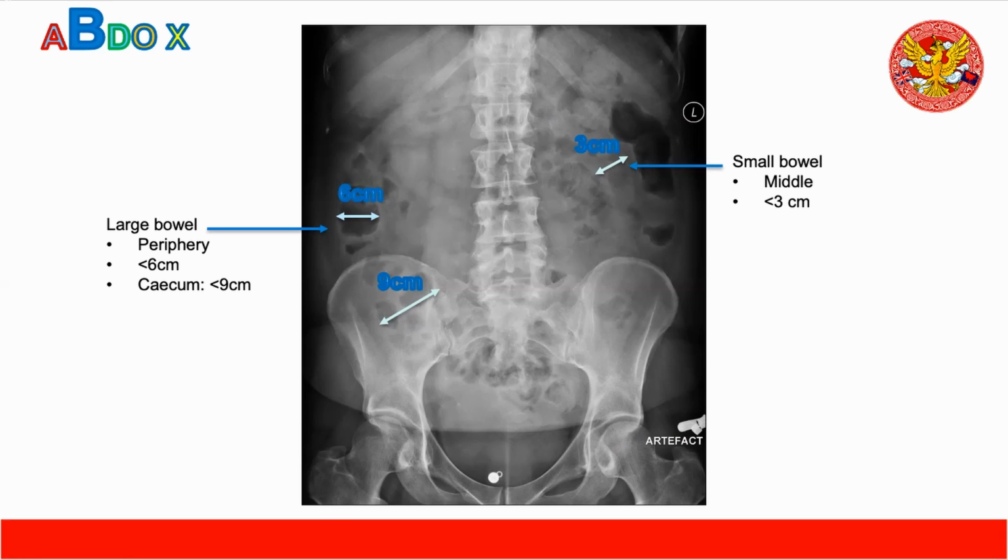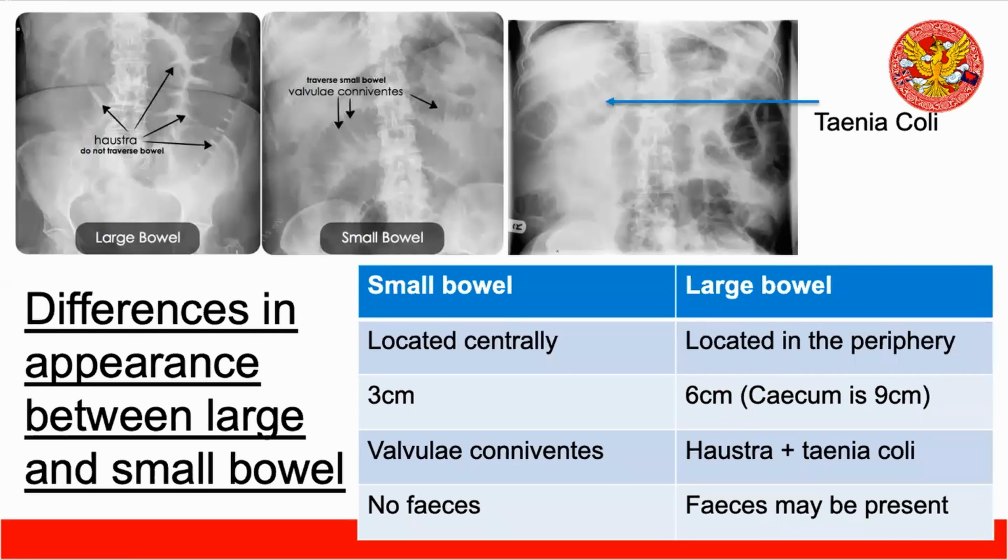There are also other differences between small and large bowel, such as, I don't know if you can see my mouse, but in small bowel you have these valvulae conniventes, which transverse across the entire width of the small bowel, which large bowel doesn't have. It has haustra instead. Also, large bowel may contain feces and small bowel won't.